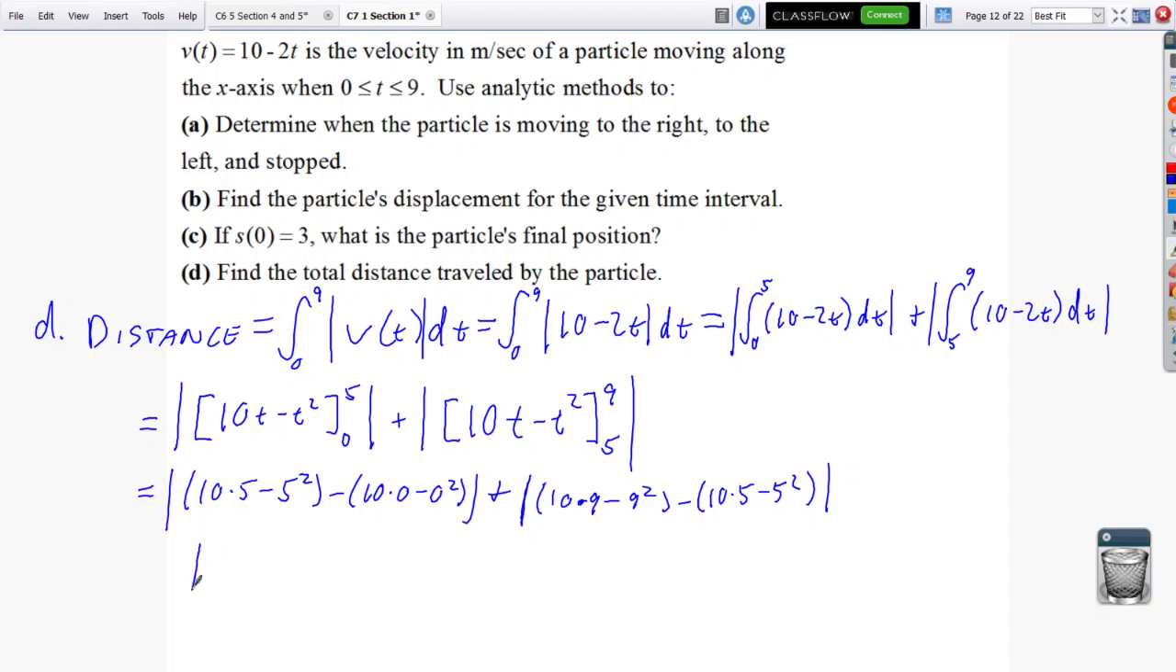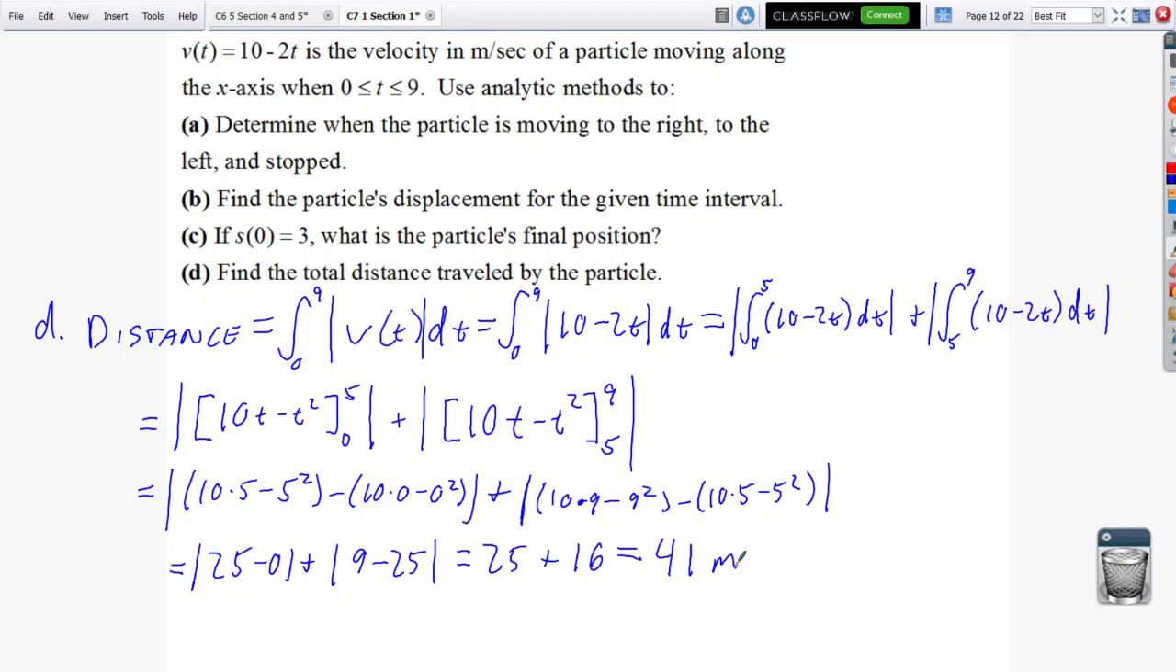50 minus 25, so absolute value of 25 minus 0, plus absolute value, I think we just did that, 90 minus 81, 9 minus 25. So that's going to be 25 plus distance between 9 and 25. I believe that is 16. 25 plus 16. This particle has traveled a total of 41 meters.